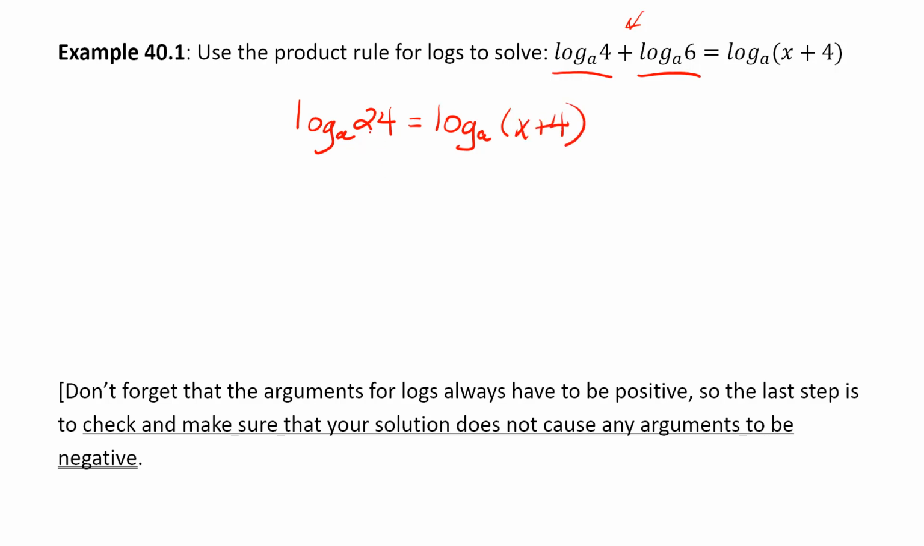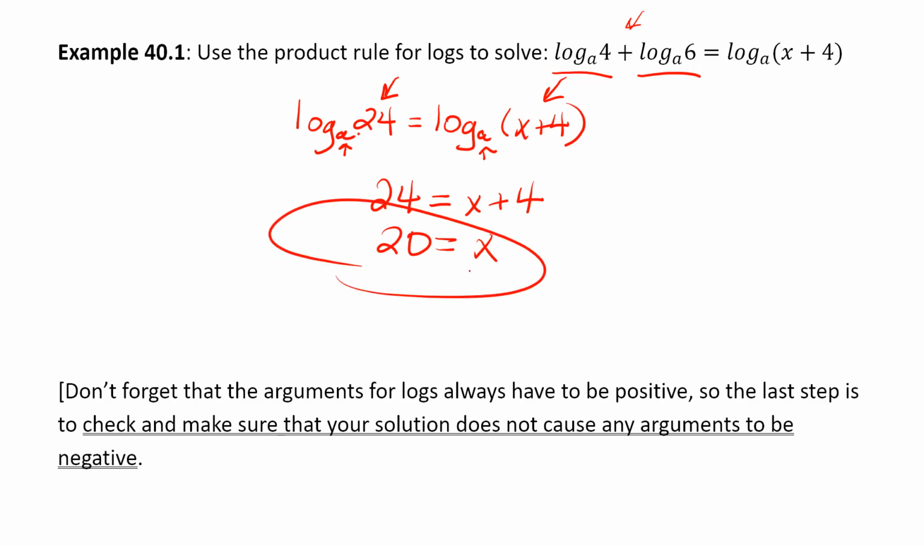So that means if these two logs are equal and they both have the same base, a, then their arguments must be equal. There's no other way. The exponent you put on a to get 24 is the same as the exponent you put on a to get x plus 4, so 24 and x plus 4 must be the same thing. If the bases are the same, the arguments must be the same. So x would be 20.